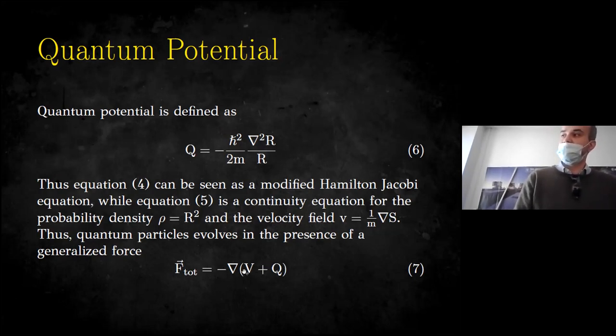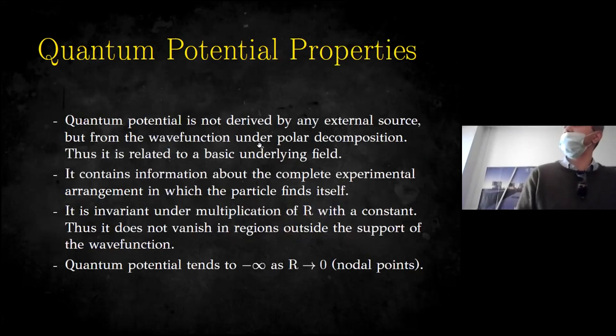So we have the usual potential, which is externally controllable, and it is the potential which we find inside the Schrödinger equation, and this new kind of potential, which stems from the form of the wave function and nothing more.